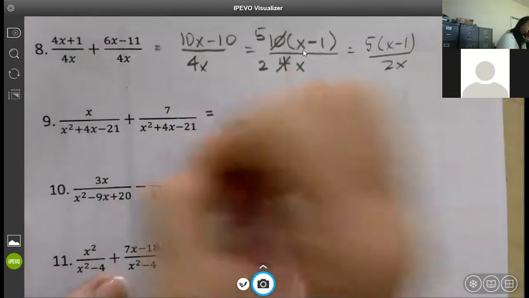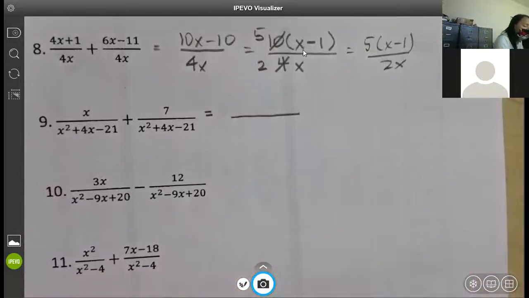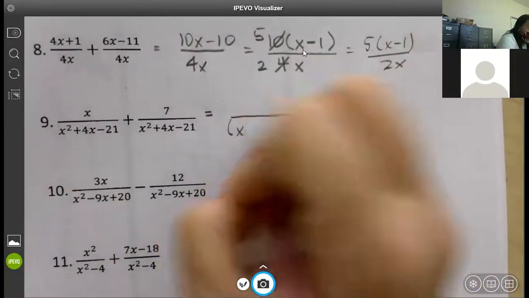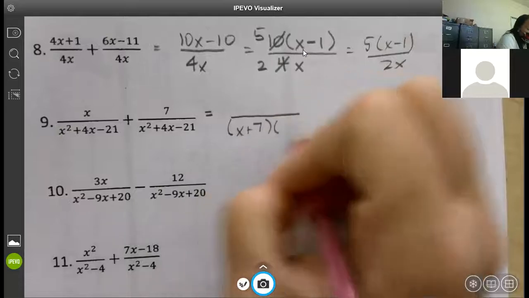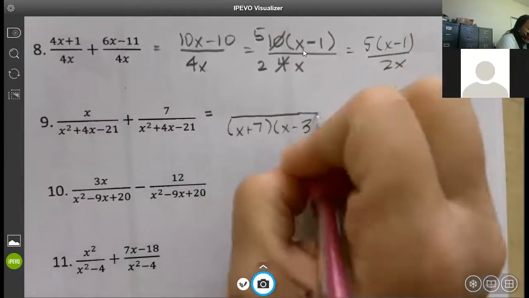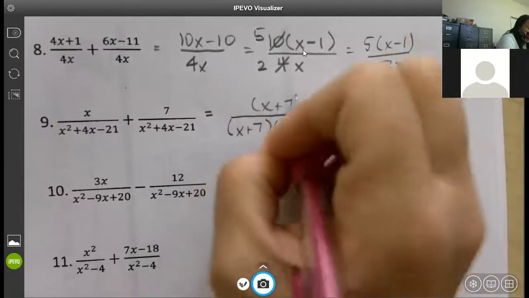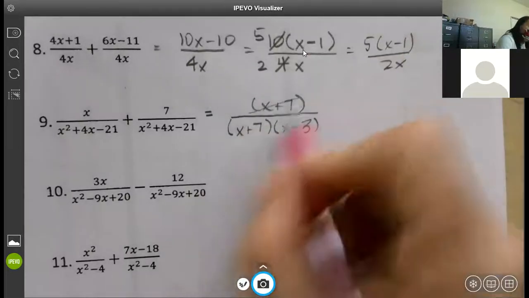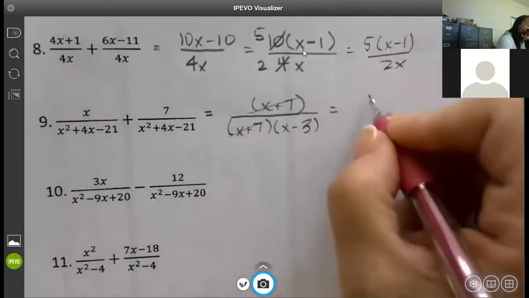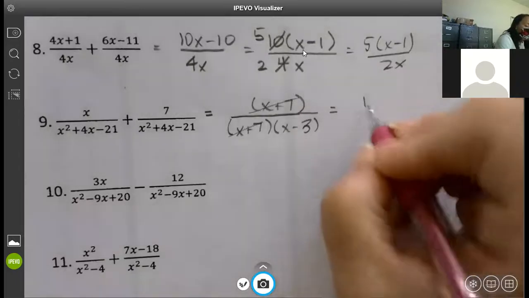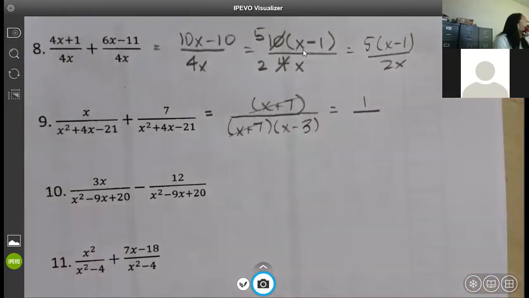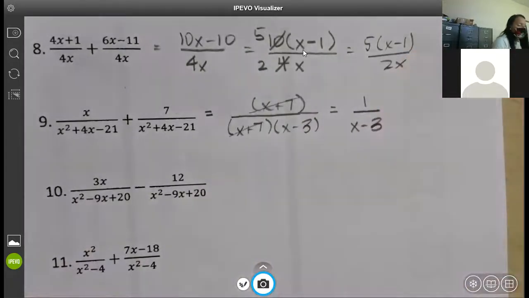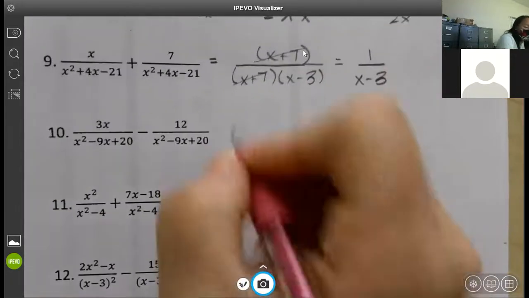If you want to go ahead and factor before you even put it underneath, you can do that. So factors of negative 21 that add to 4 are 7 and negative 3. And on the top, you're just squishing it together to be x plus 7. We mark it out. If we mark out everything on top and there's still something left on the bottom, we need to make sure that we still have a numerator. So 1 is going to be up there, and x minus 3 is going to be on the bottom.